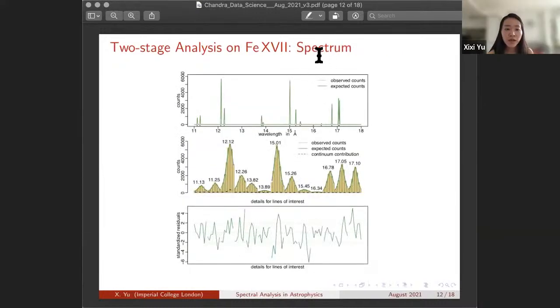So the next one, we are also able to calculate the spectrum using the fully Bayesian results. The middle panel is a zoom-in version for each of the lines of interest. We can see using the best fit parameters, we are able to get a good fit to the spectrum.